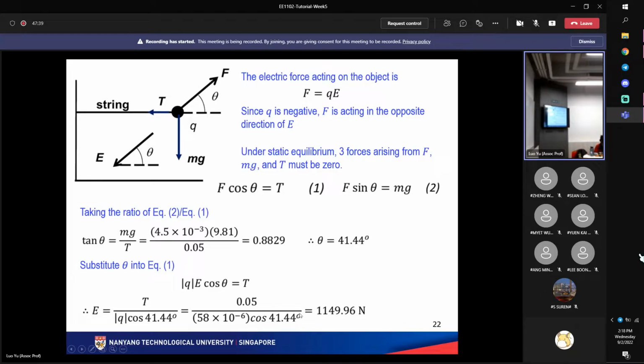Okay. So when you do this way, you will be able to get the electric field is about 1149.96 Newton per coulomb. Okay, so this unit should not be Newton. Okay, should be Newton per coulomb. Okay. Any question? Any question?